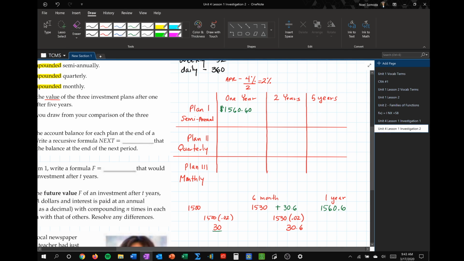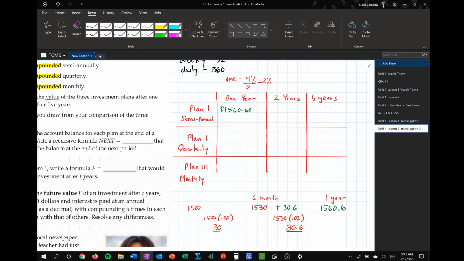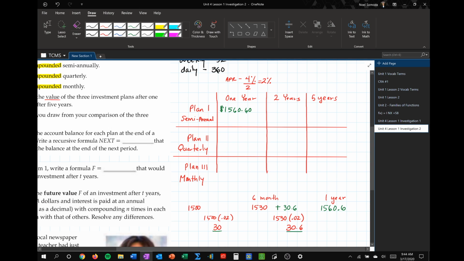The first time you got interest, it was a $30 payment. The second time you got an interest payment, it was $30.60. Okay, not much, but it's still more. So then you get to add that interest back onto whatever you had, and then you end up with 1560.6, or right, 60 cents, right, same thing.